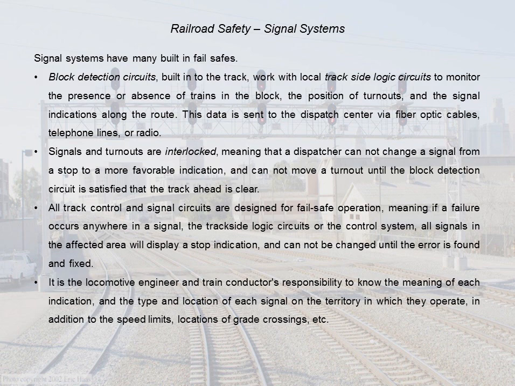All track control and signal circuits are designed for fail-safe operation, meaning if a failure occurs anywhere in the signal, the trackside logic circuit, or the control system, all signals in the affected area will display a stop indication and cannot be changed until the error is found and fixed. It is the locomotive engineer and train conductor's responsibility to know the meaning of each indication and the type and location of each signal on the territory in which they operate, in addition to the speed limits, location of grade crossings, etc.